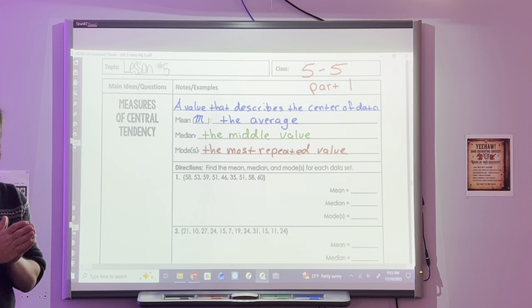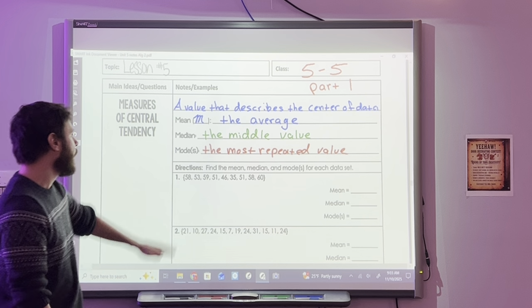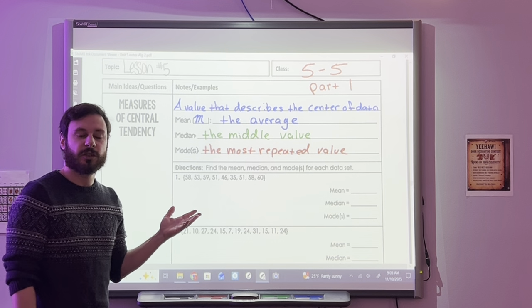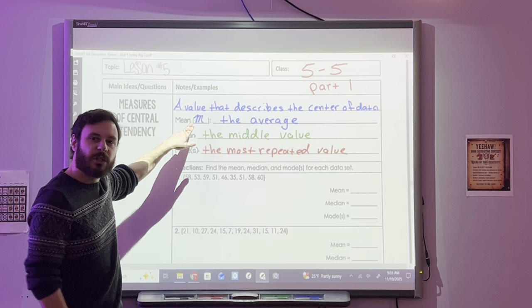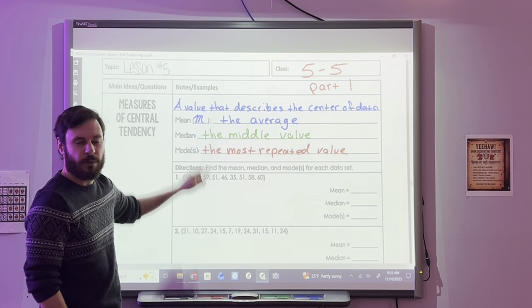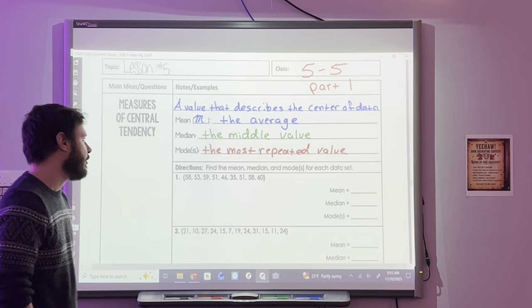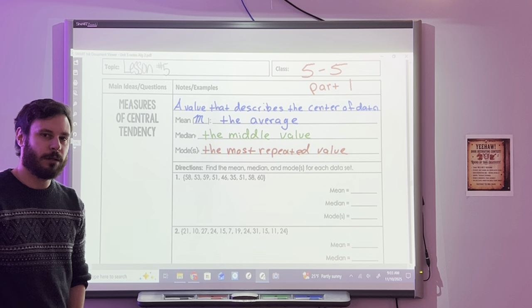You're familiar with the first half of this, I'm sure. The mean is just the average. That's another way to say the average, the mean. And this is a fancy M. You might see it written as a fancy M. I want you to be prepared for when you see it. If you see fancy M, that means mean.